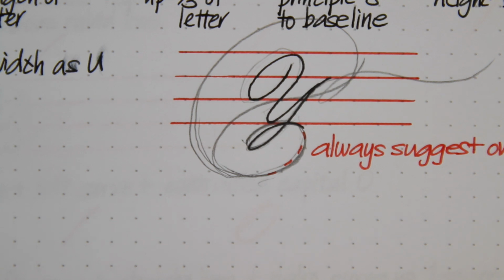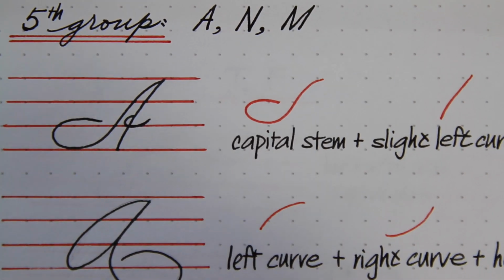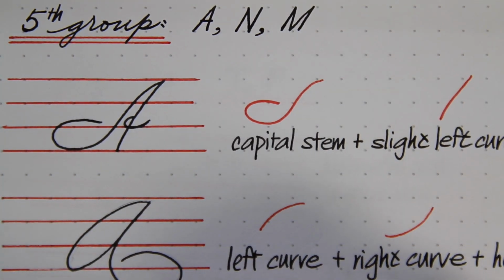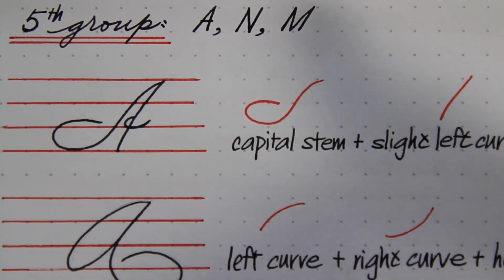I will provide some exemplars of different variations for you to study, but what I want you to keep in mind when you practice is these core fundamental strokes, the principles. The right curves, the left curves, the principles 1 through 8 is what makes up your letter. The fifth group of the letters are A, N, and M. They're very similar in the capital stem formation and the overall shape.